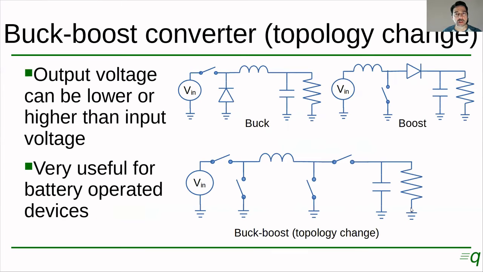The last one we're going to see is the buck boost converter topology. So the buck boost converter is something that actually can change between being a buck converter and a boost converter. So what this does is it can raise the voltage or lower the voltage. So what is this useful for? It is useful, for instance, for battery operated devices.